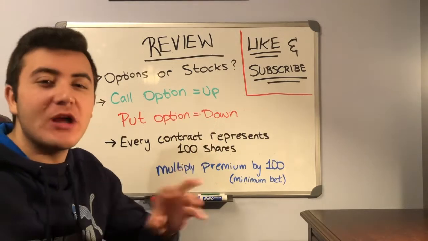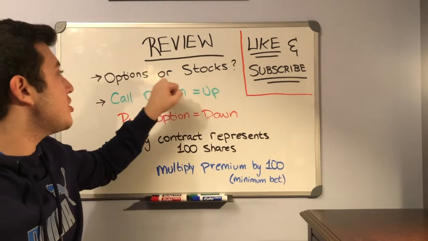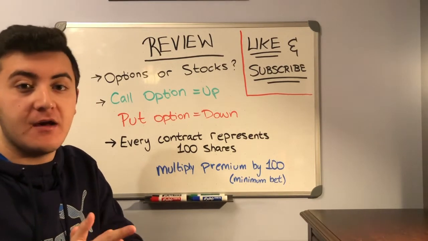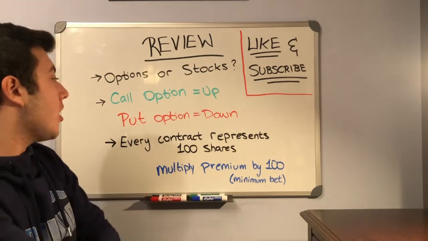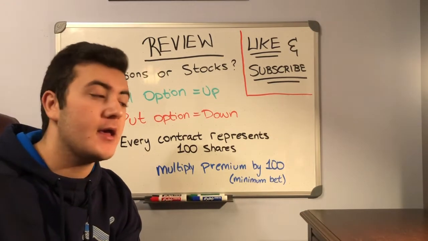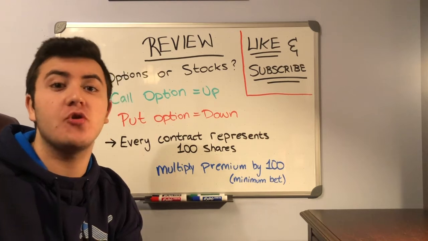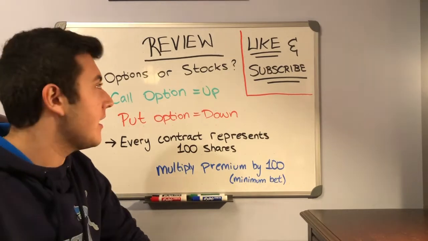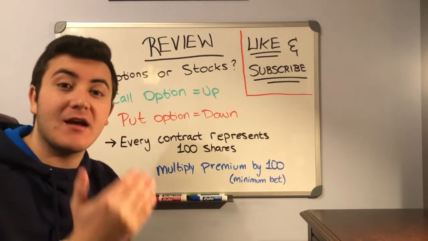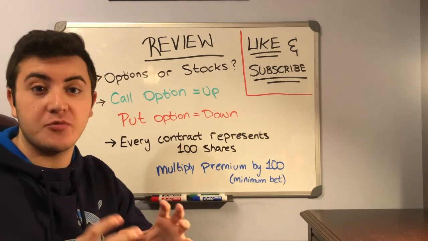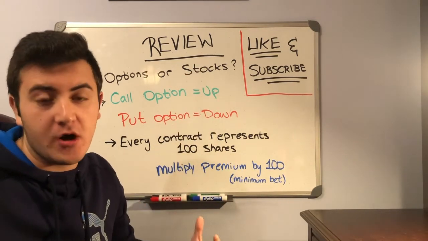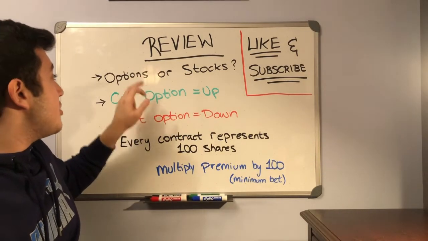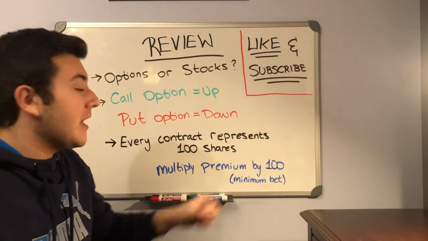Alright guys, so let's review what we learned in today's video. Now firstly, options or stocks. When you're picking whether to purchase options or stocks, you have to think of a few things. Options are riskier than stocks in general, okay? With options you're betting, with stocks you're investing. Options are more of a gamble, stocks are more of an investment, okay? With options, you have a time limit on how long you can keep the option. With stocks, you can keep them as long as you want. With options, there's a minimum bet.